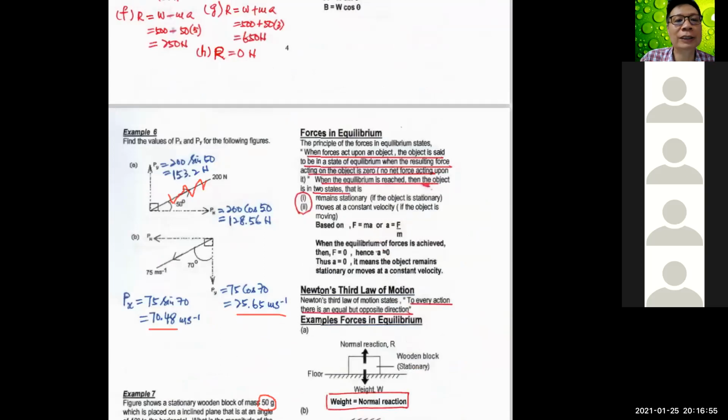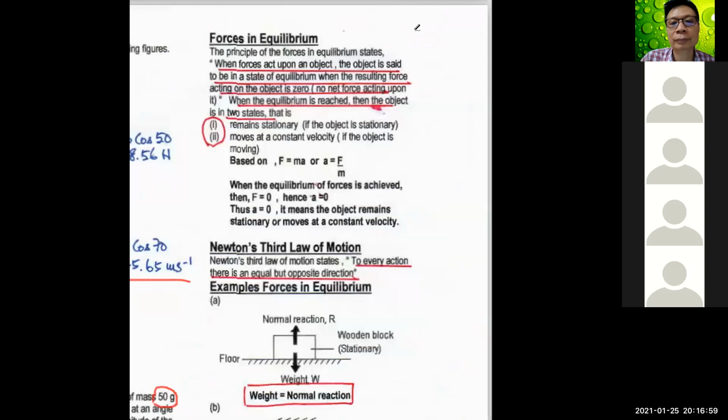Another part is forces in equilibrium. Forces in equilibrium means the forces balance each other. An example is force to the left and force to the right. If they are the same, it means they are balanced. So the forces are balanced.